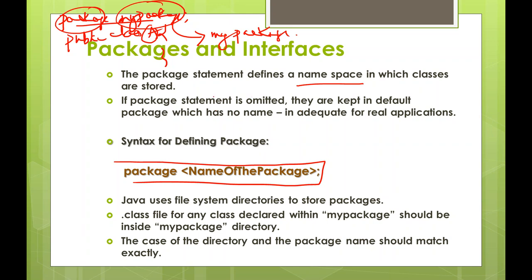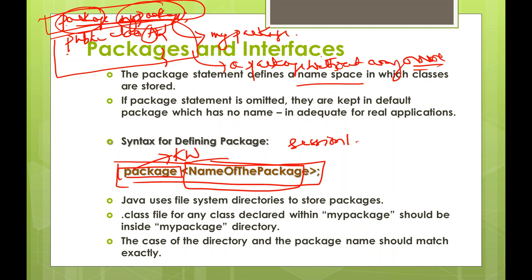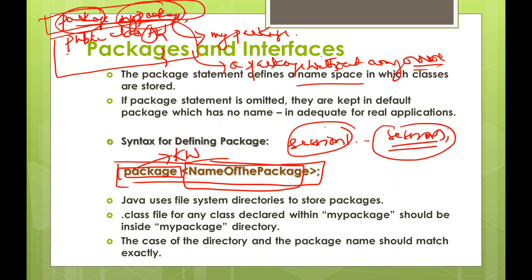As you know, it defines the namespace. If you don't specify the package statement in your class, it will be put in the default package. Default package is nothing but a package without any name. So what is the syntax for defining a package? You specify package, this is the keyword, and you specify the name of that particular package. We've been using this for all our classes. For each session, we have created one particular package, session 1 up to session n. In each session, the classes that we discussed, I have put in a particular package. So this is the syntax for defining your package: the package keyword and the name of the package.